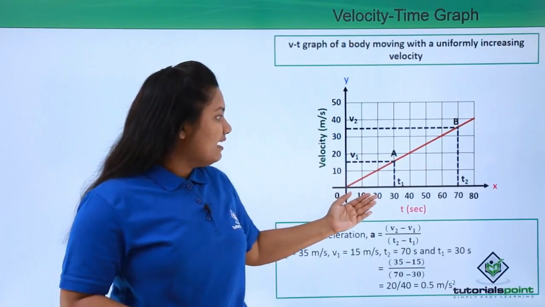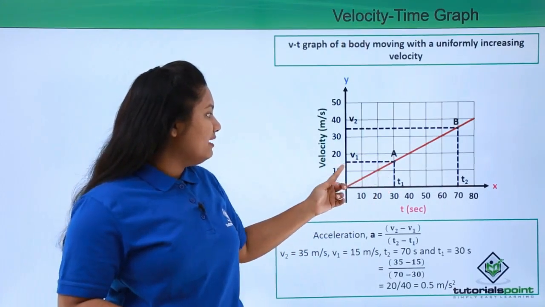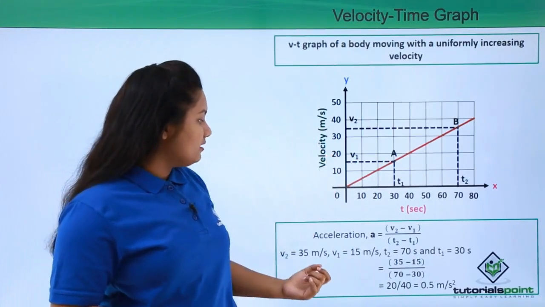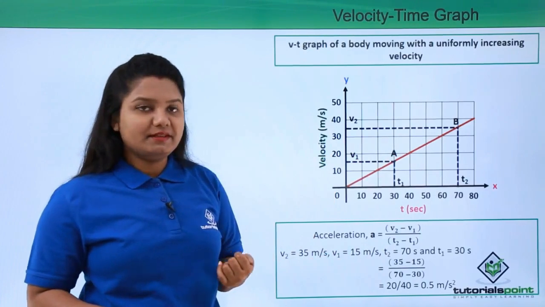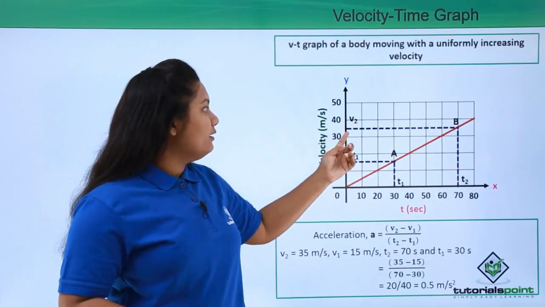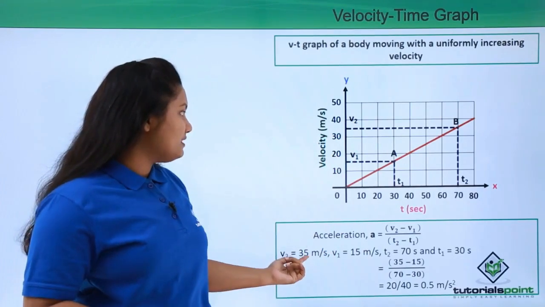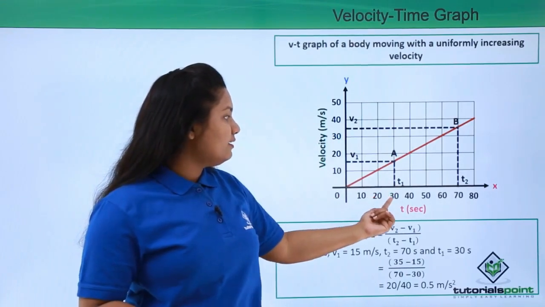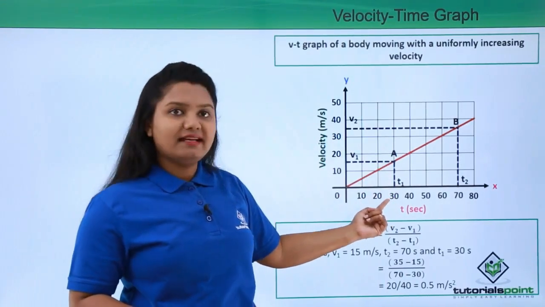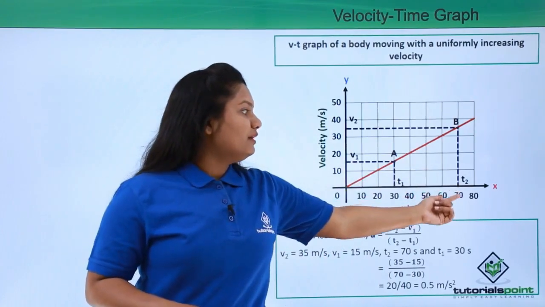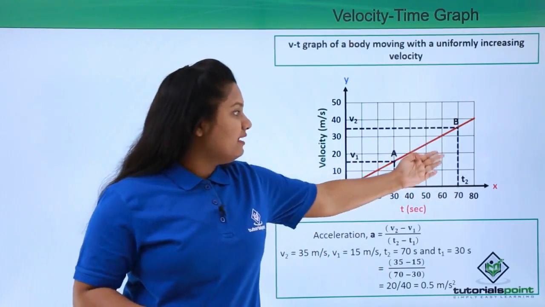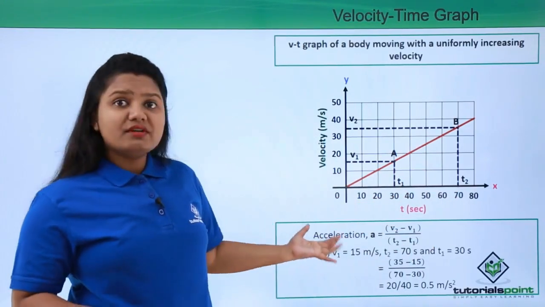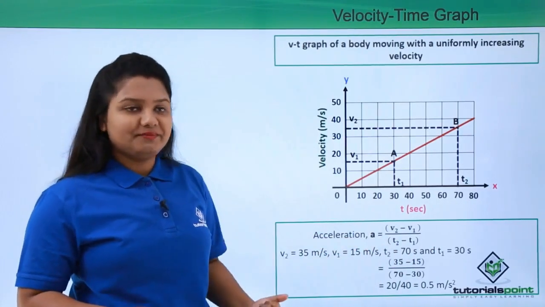Now we see that the value of v1 lies in between 10 and 20, so we can write it as 15 meters per second, which is v1 equals 15 meters per second. Similarly, the v2 value seems to be 35 meters per second from this point. The value of t1 is 30 seconds where this line touches the x-axis, and the value of t2 is 70 seconds where the line touches the x-axis. So we have written down all these things here. It's time for substituting all the 4 values into the expression.